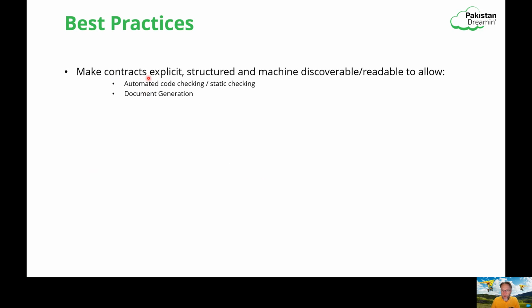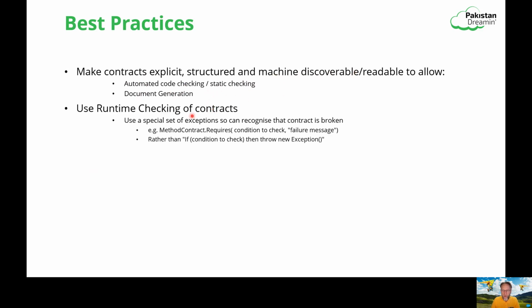So make contracts explicit, structured, and machine discoverable. As we said, this is so we can do automated code checking, static checking, and particularly document generation. Through that machine discoverability, we can automate things. Use runtime checking of contracts, as we're just looking at, so we automatically detect any contract breakage, or at least all the ones we can automate.